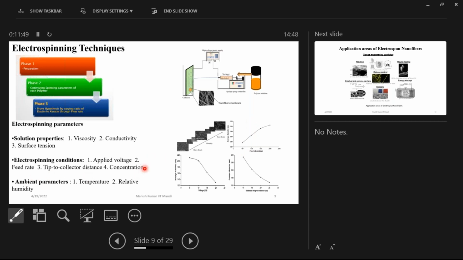And next is the tip to collector distance, the distance from the needle to the collector. When you increase this distance, the fiber has to travel more, so it will stretch more, and the diameter of the fiber will be reduced. And then the ambient parameters and the temperature also play an important role.